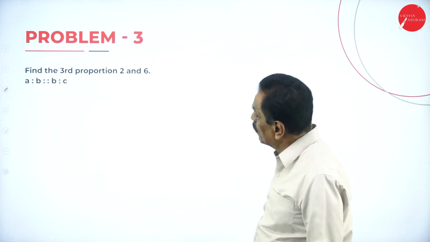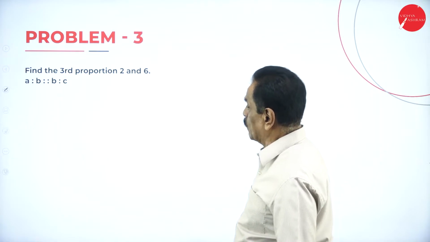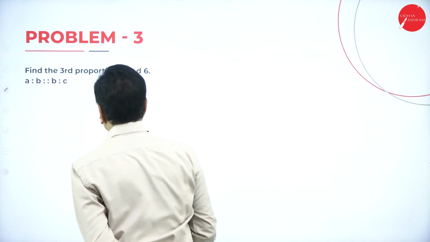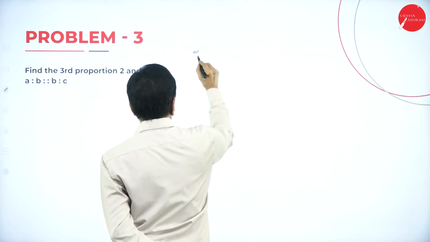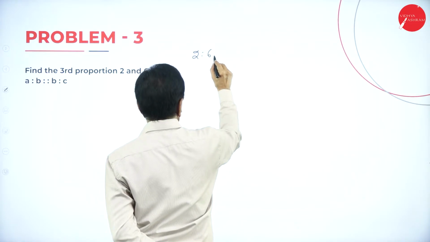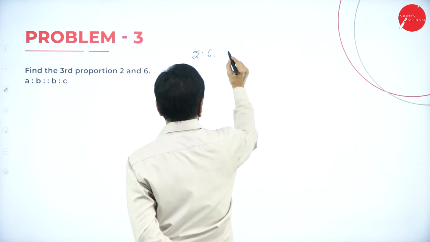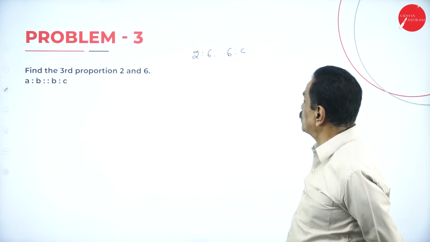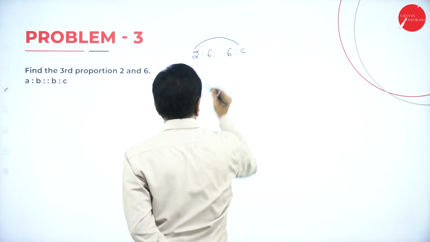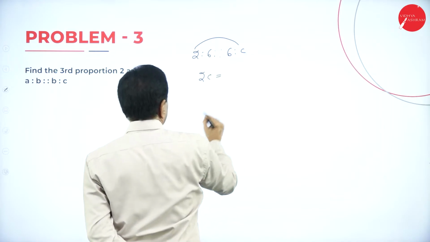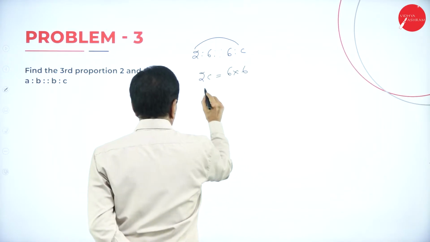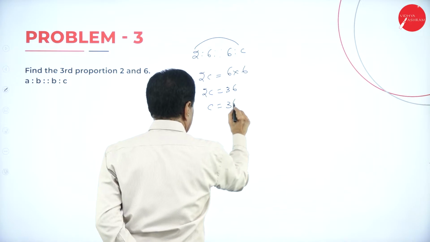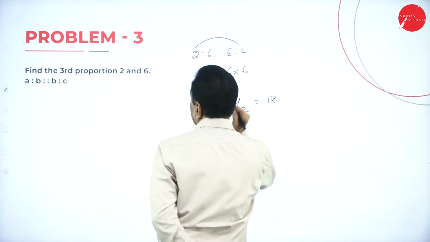Then we move on. Find the third proportion. A is to B as B is to C. What's your A? 2. This is 2 is to 6 as 6 is to C. First and last: 2C is equal to 6 into 6. 2C is equal to 36. C is equal to 36 divided by 2, which is 18.